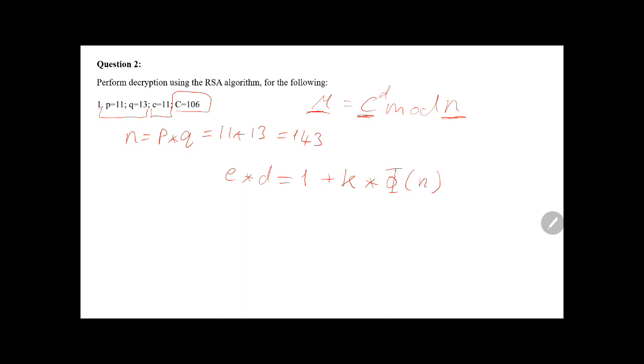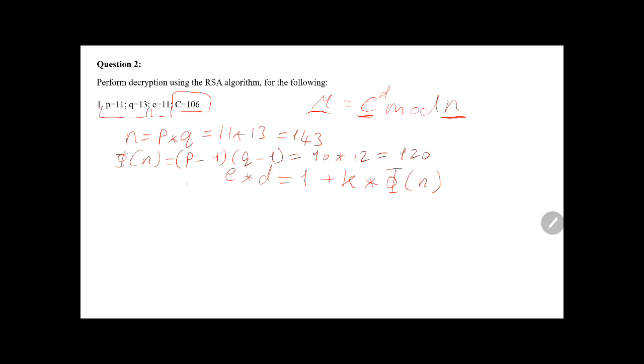So how do we get this Euler quotient? It's very, very easy. The Euler quotient is equal to P minus 1 multiplied by Q minus 1. So in our case here, it's 10 multiplied by 12, which is equal to 120.